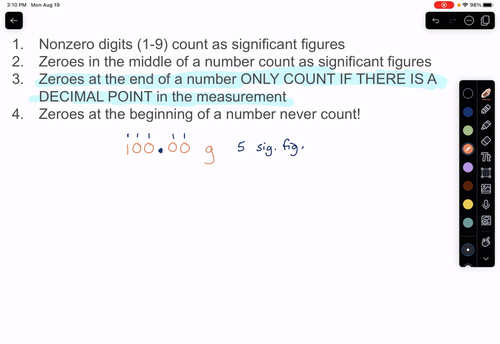Here's another example: 120 grams. This one here is not a very good measurement. I count the 1 and I count the 2 because those are non-zero digits. However, this measurement has no decimal point, and because of that, I'm not going to count that ending 0. The ending 0 does not count as a significant figure. So this would only have 2 sig figs.